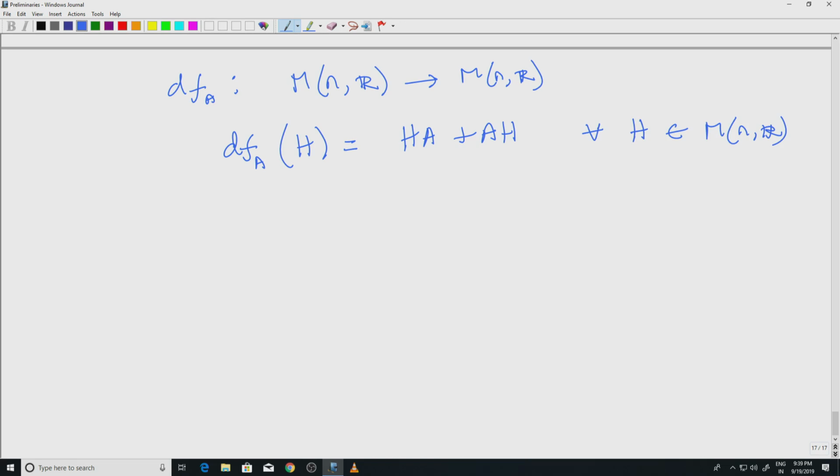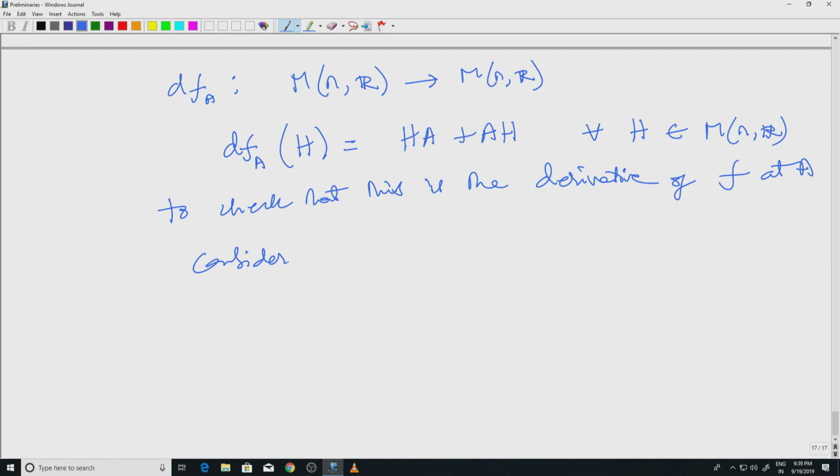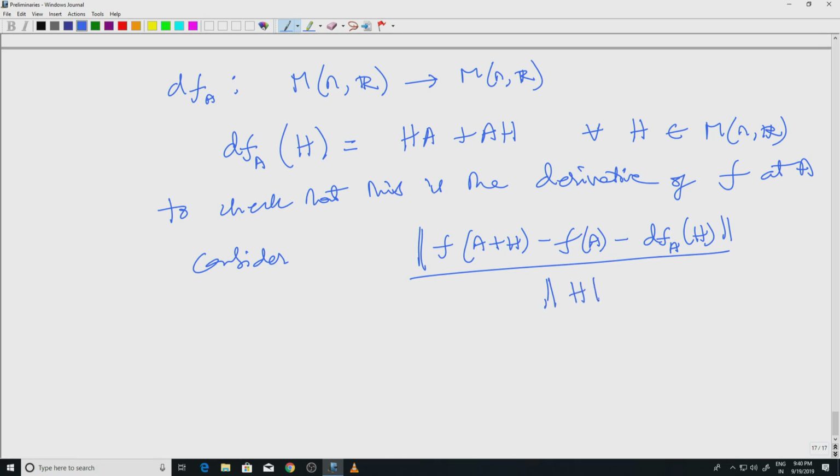Now here I just wrote down the formula for the derivative, and let's verify that this is indeed the derivative going to the definition. In the next step I will show how to get this in the first place. But to verify that this is the derivative of f at A, we go back to the definition. So I have to look at the norm of f of A plus H minus f of A minus df_A of H, divided by the norm of H, limit H going to 0.